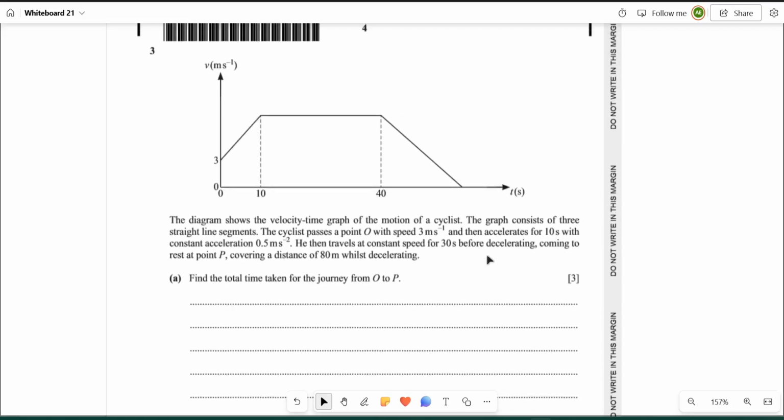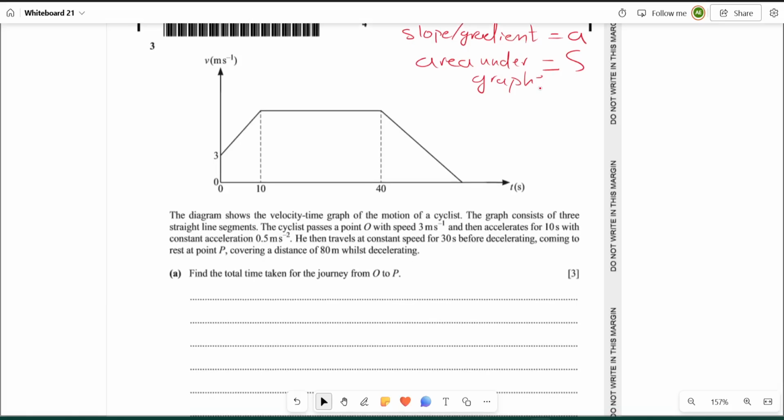Okay, let's read this question and try to solve it together. This question says the diagram shows the velocity time graph. Straight away, when you have a velocity time graph, you need to know that the slope or the gradient of this graph is basically y over x, v over t. V over t is acceleration, so the slope is acceleration, and the area under the graph, v times t, is basically displacement. So the area under the graph is equal to displacement. I'm going to call it s.